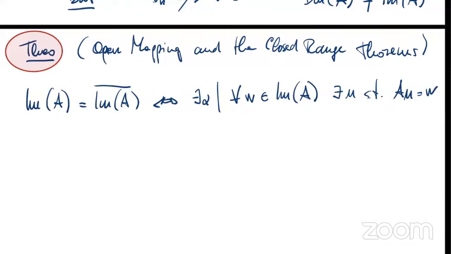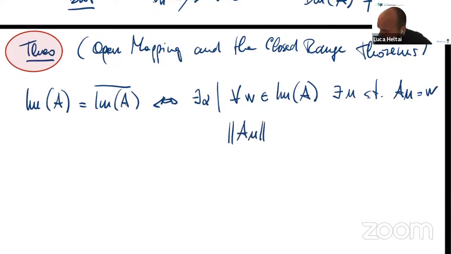Okay, so I would say there exists an alpha such that for any W which is in the image of A, then since W, we have the property that AU, which is equal to W, the norm of W is greater or equal than alpha, the norm of U. And if you write it in this way, then this U is in V, and the image of A is W prime, sorry. So this is in W prime.